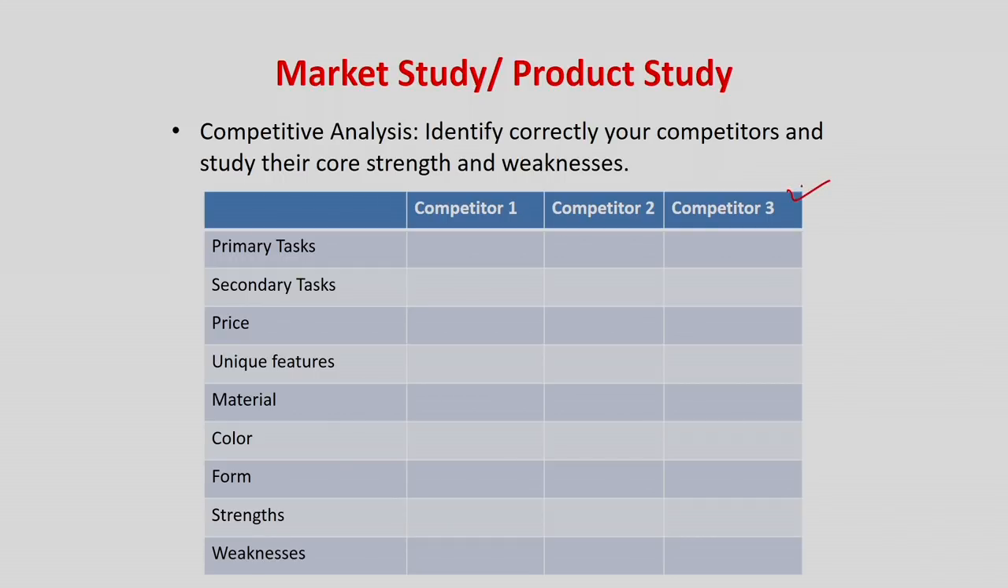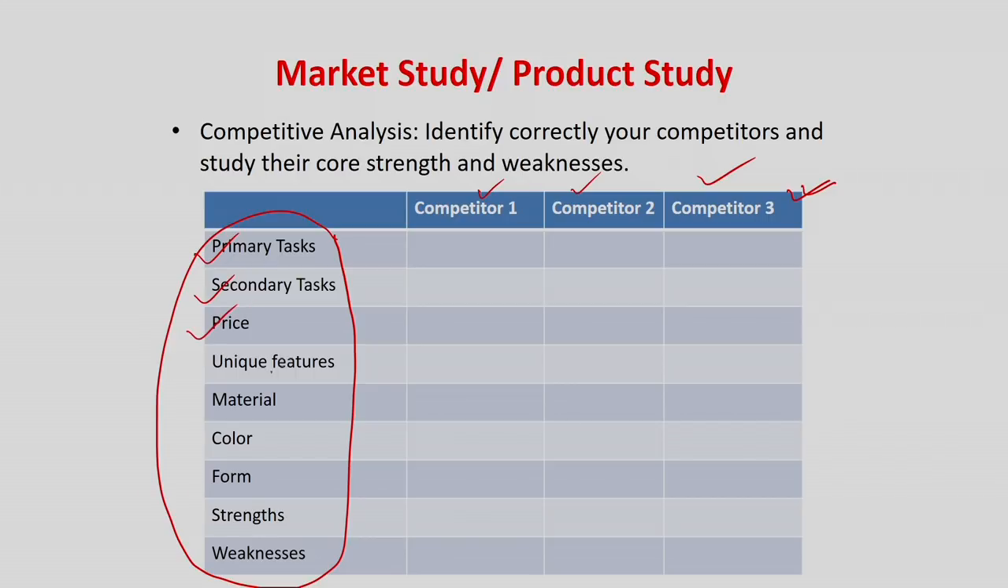This is the table where you can stack competitor 1, competitor 2 and competitor 3 in rows 1, 2, 3. And this is an example. You can design your own features list as well. And these are some of the features that can be used. You can identify the primary tasks, right? You can identify the secondary tasks of the product, the price of the product, the unique features of the product, material used for construction or developing the product, color of the product, form of the product, strengths and weaknesses of this product.